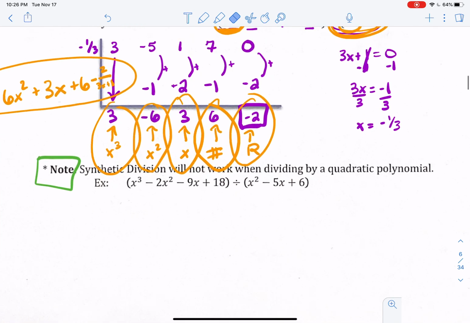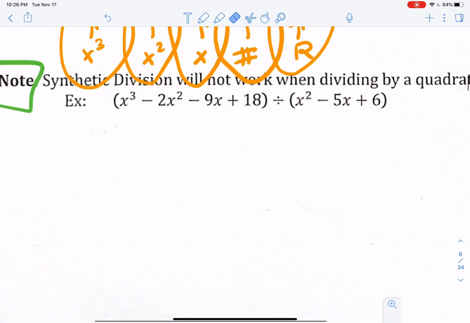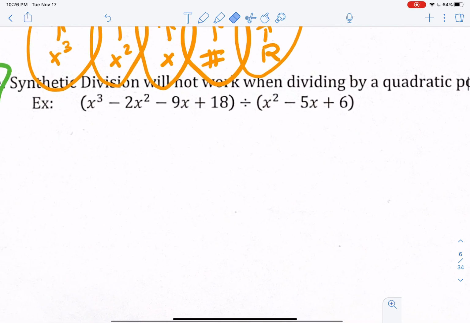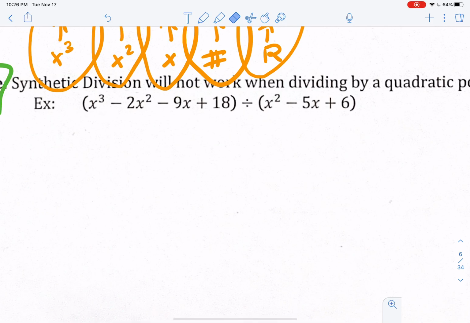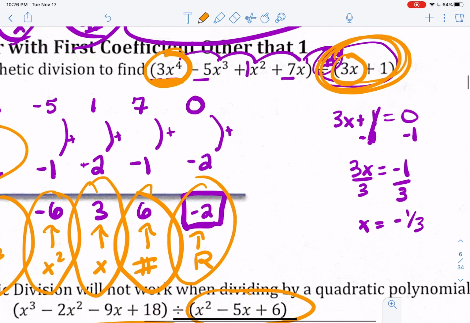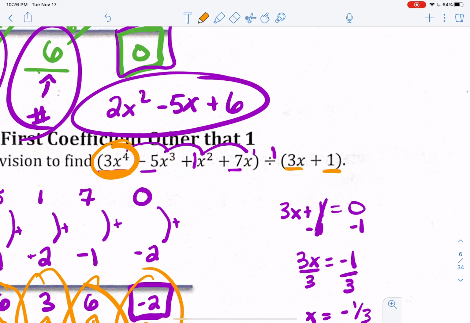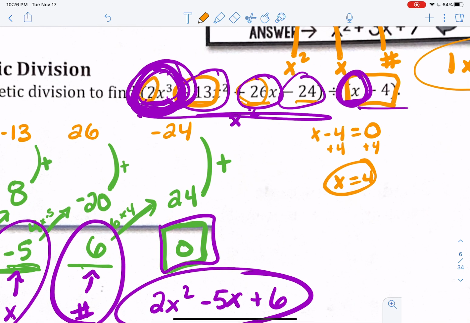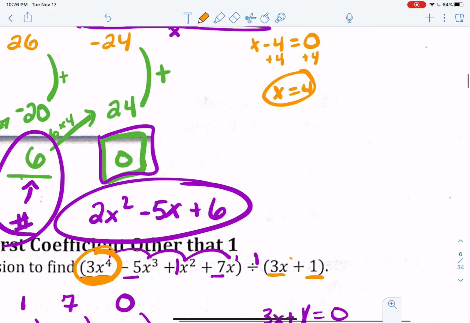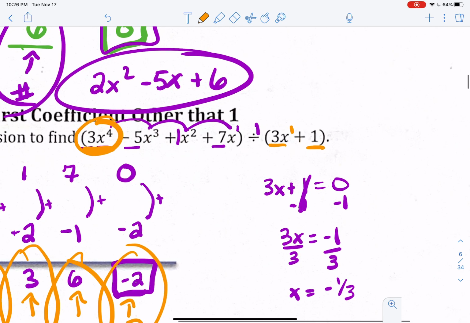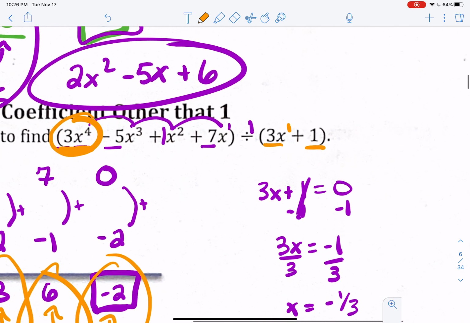Note, synthetic division will not work when dividing this function by something that is bigger than just 2 pieces. So notice that we were able to do synthetic division when we were dividing by like 3x plus 1 because that's a binomial. Up here we were dividing by x minus 4. That's a binomial. Each one of these were x to the first power, and this 3x plus 1, x to the first power.